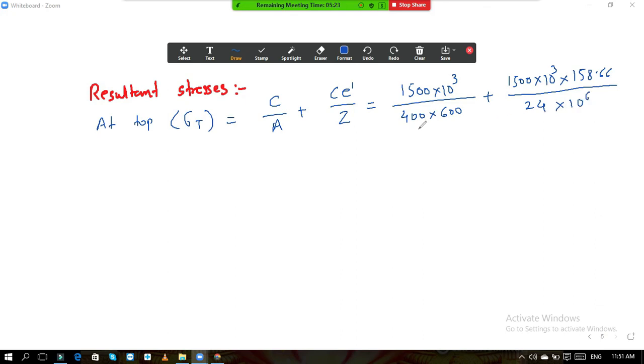Now you must have learned that for a 400 by 600 beam, the value of Z is 24 into 10 raised to 6. So now this is our stress at top, sigma T. If you solve this, you will get the stress at top. So what will be the stress? Calculate now. It is 16.16 Newton per mm square at top.